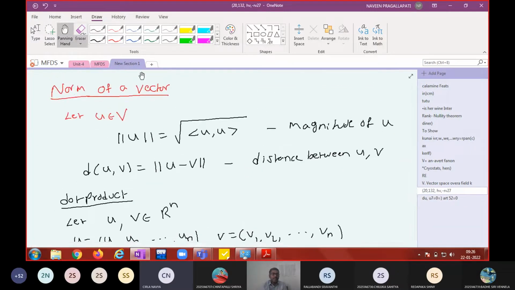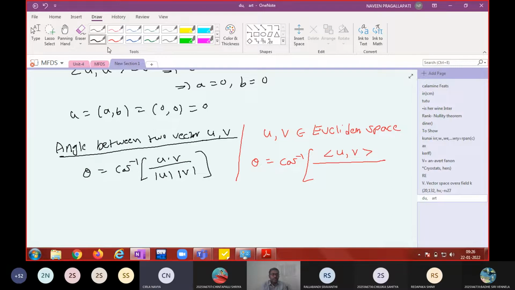Through norm. Can you see that? I said this is the magnitude in Euclidean space. So now modulus of u becomes norm u, norm u into norm of the vector u into norm of the vector v. That's it.